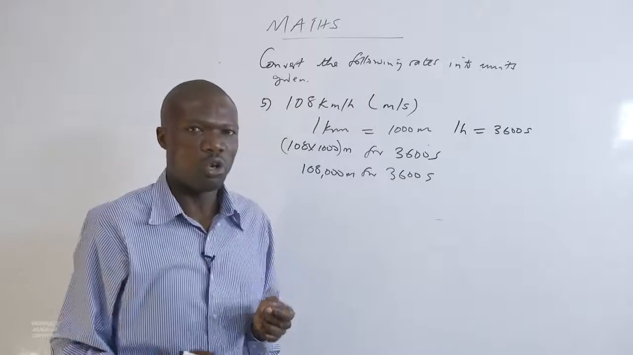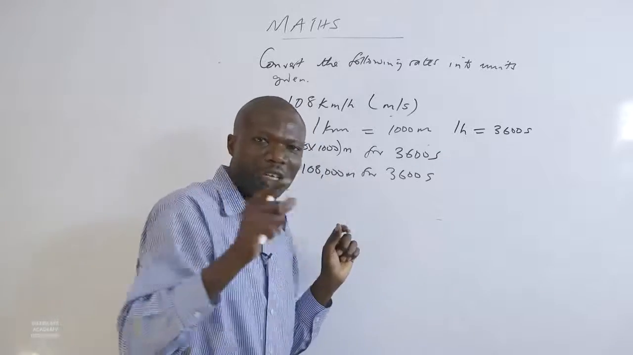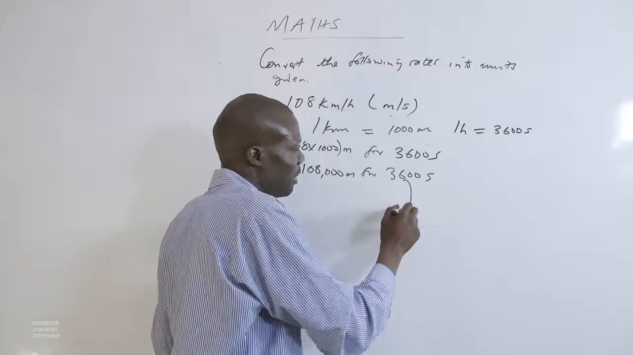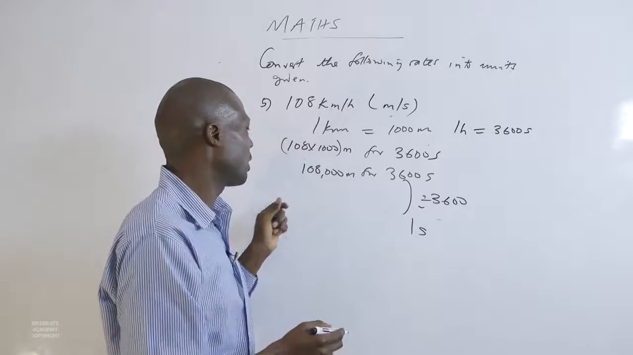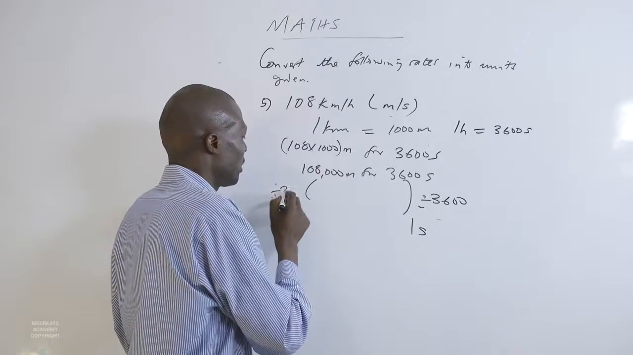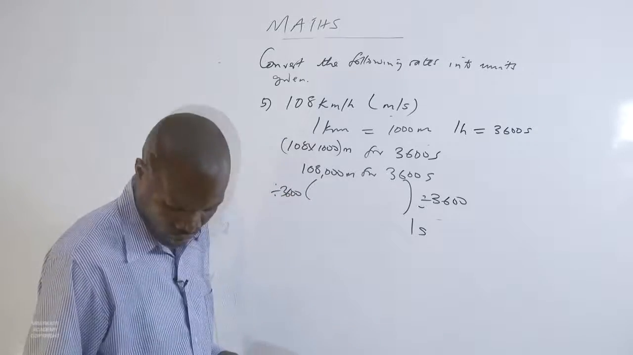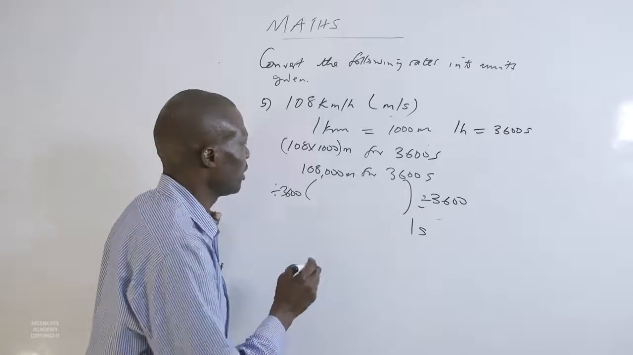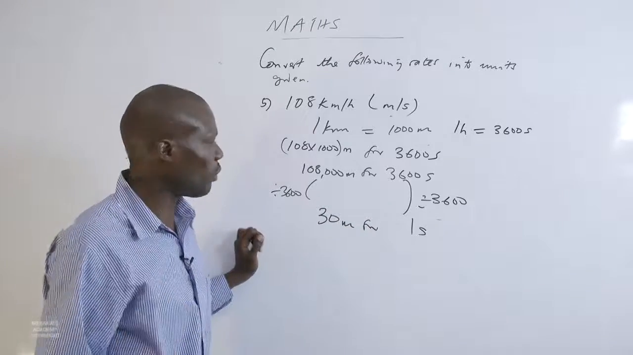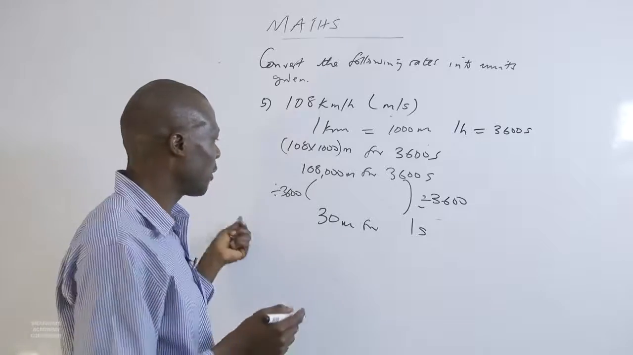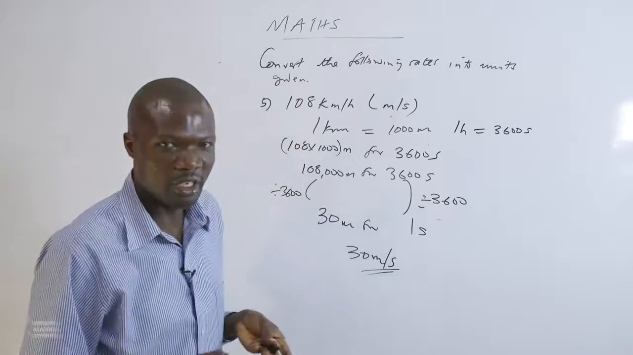3,600 seconds. We are looking at the rate of meters per second, which means we have to divide by what? 3,600. So we divide this side by 3,600 so that we remain with 1 second. And this side again the same, divide by 3,600. You can take your calculator and see what you'll get. When you divide this, you get 30 meters for 1 second. So finally, our new rate will be 30 meters per second.